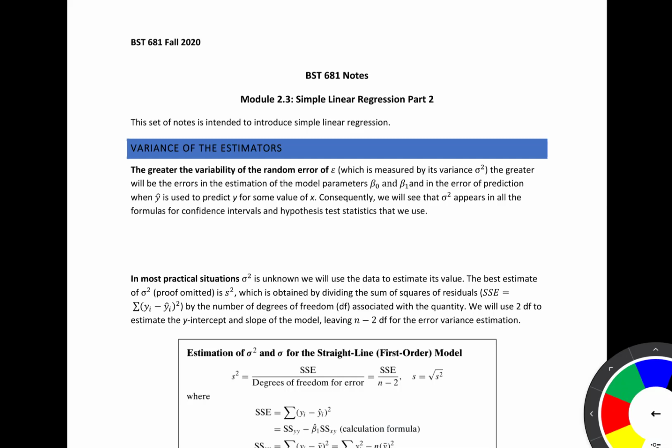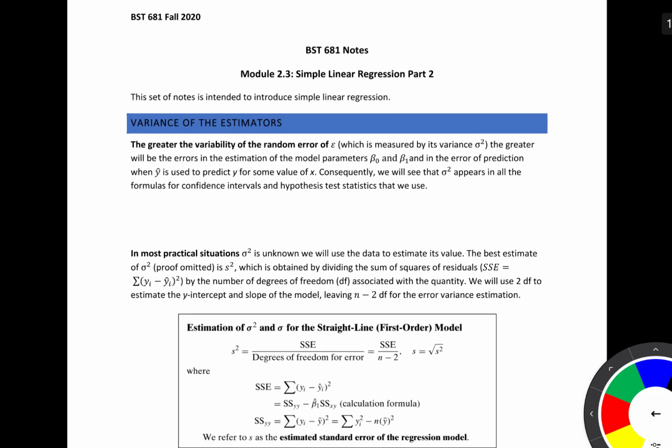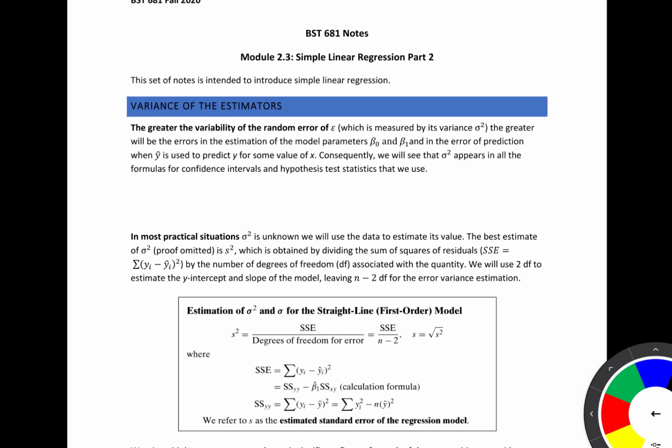In this set of notes, we're going to continue looking at simple linear regression. And we're going to start out by talking about the variance of the estimators. So the greater the variability of the random error epsilon, which is measured by its variance sigma squared. And remember, this comes from the fact that we're making the assumption that epsilon is normally distributed with mean 0 and variance sigma squared. So by this definition, that's why sigma squared is its variance.